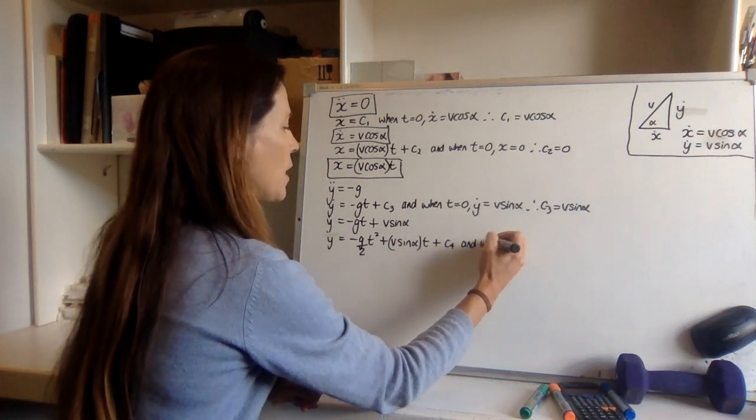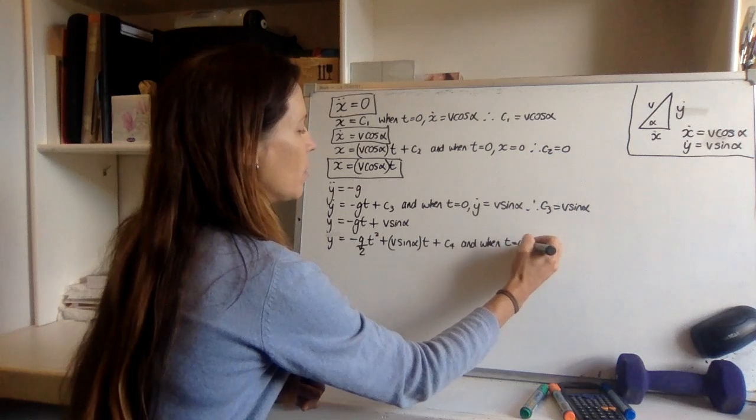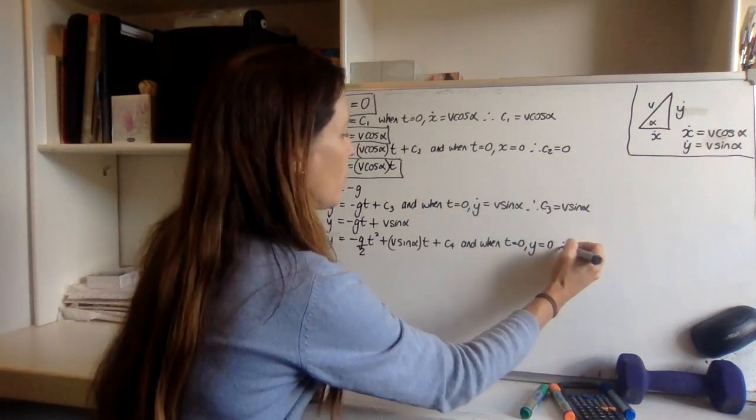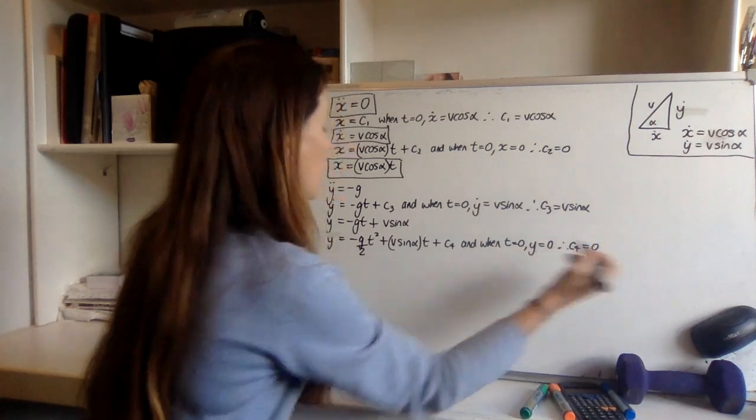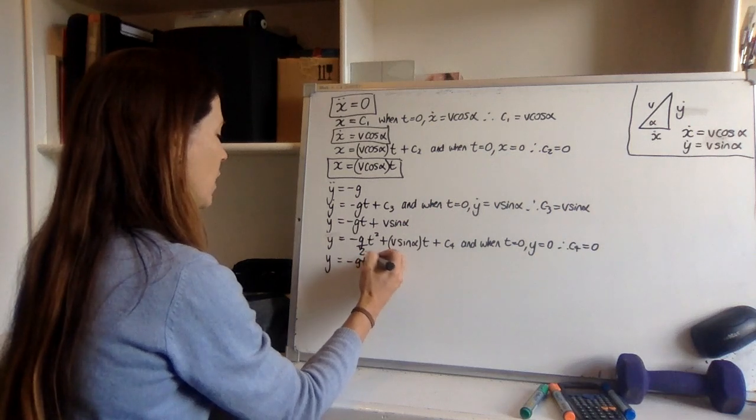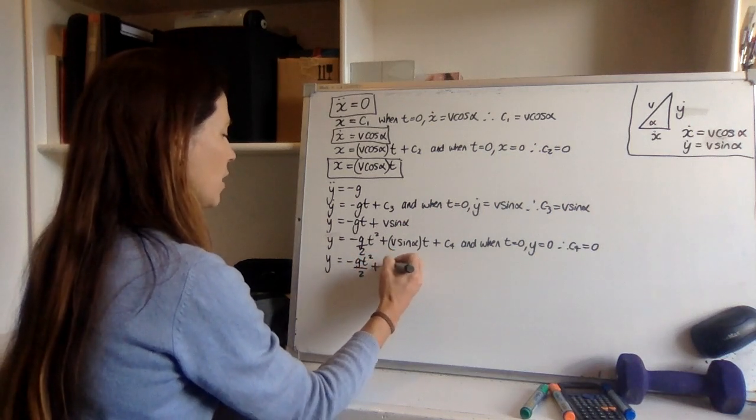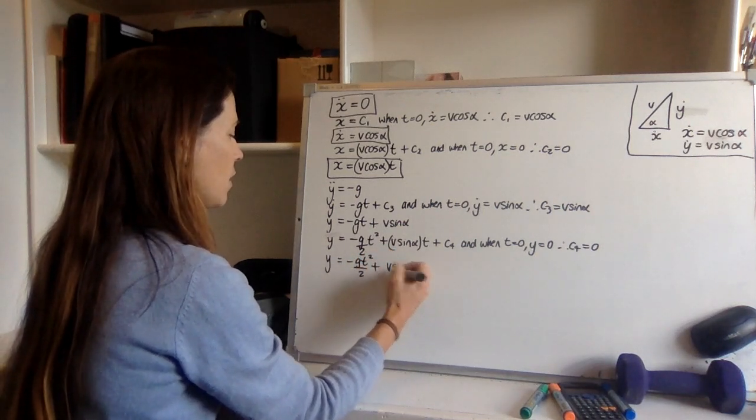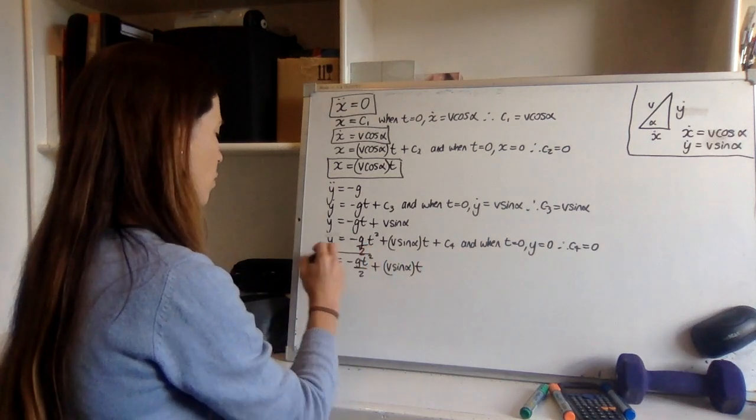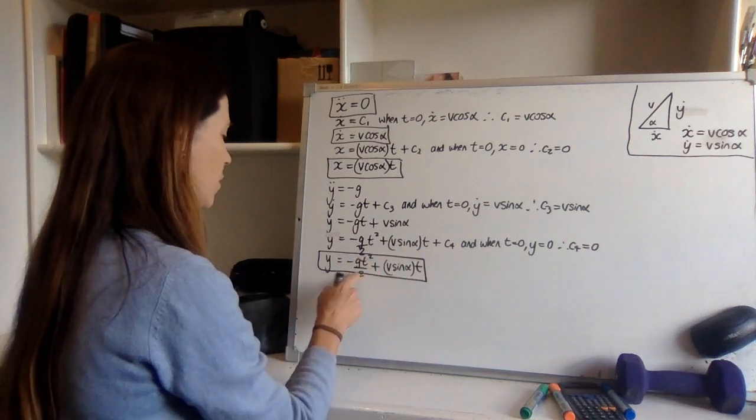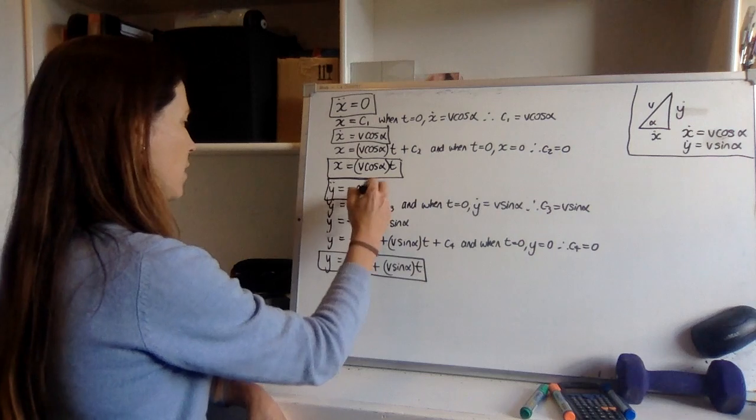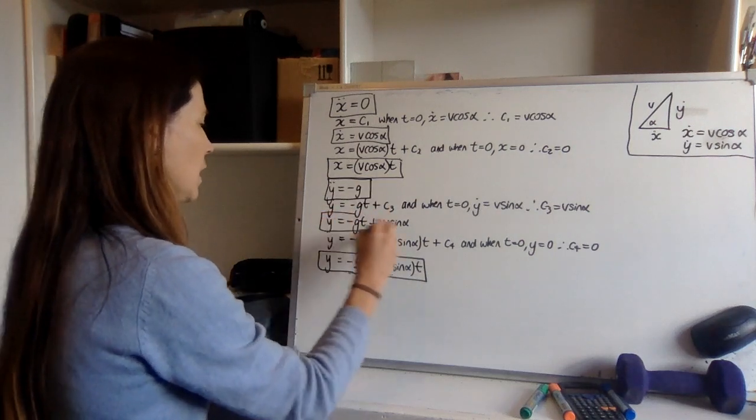And we know that when t equals 0, y equals 0, because by definition we're starting at the origin, therefore c4 equals 0. So y is equal to negative gt squared on 2 plus v sine alpha t. Again, put the t in here if you'd rather, and that is our formula for y. Whoops, I've cut off an important part of it there. You can see what I'm doing. So we have our 6 formulas like that.